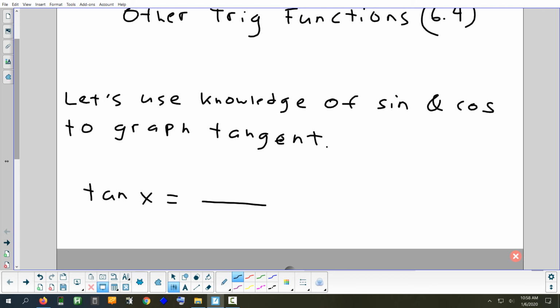Okay, so if you want to think of it as a unit circle, it's y over x. But y is equal to which trig function? Y is the sine. And x is equal to which trig function? Cosine. So knowing that tangent is sine divided by cosine, that can help us figure out what this thing looks like.